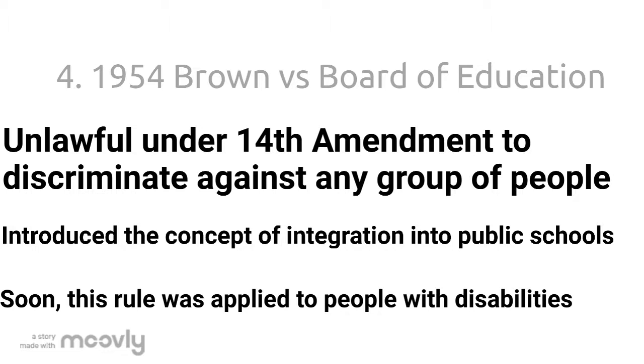This court decision introduced the concept of integration into public education, the notion that the only way to protect students' constitutional rights to equal opportunity was to ensure that diverse student groups learned together. Soon, people with disabilities were recognized as another group whose rights often had been violated because of arbitrary discrimination. So, this is where I'm going to turn it over to Ms. Gordon.